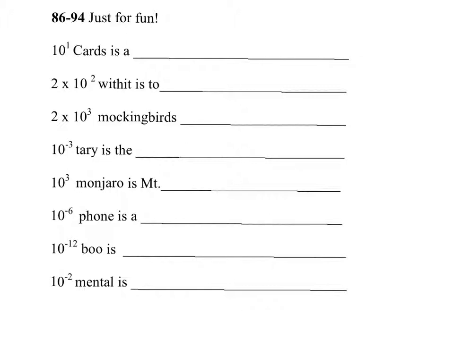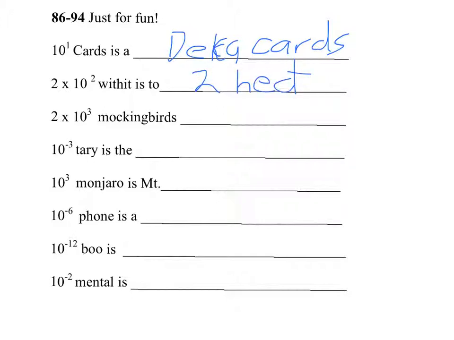10 to the 1 is deca, with a K. Deca. So 10 to the 1 cards is a deck of cards, or a deck of cards for those of you who are a little slow on the uptake. 2 times 10 to the 2. Well, 10 to the 2 is hecto. So 2 hect, and I'll leave off the O with it. To heck with it.